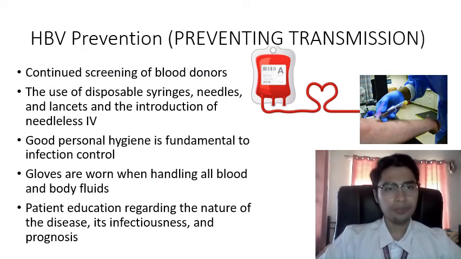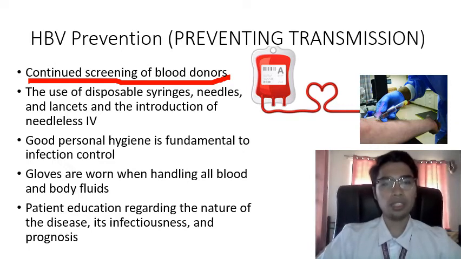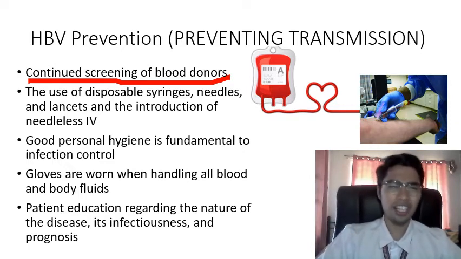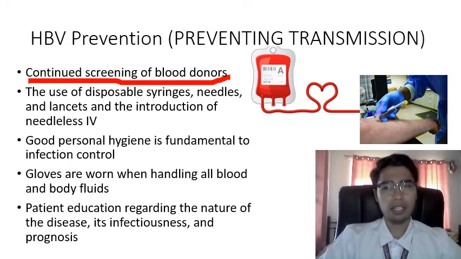Let's continue with the prevention. We continue the screening of blood donors. That's why if you have experienced donating blood, usually the blood is not given right away to those who will be receiving it. It's usually tested for possible infection like HIV and hepatitis viruses and other blood-borne diseases. The use of disposable syringes, needles, and lancets, and the introduction of needleless IV are used also.